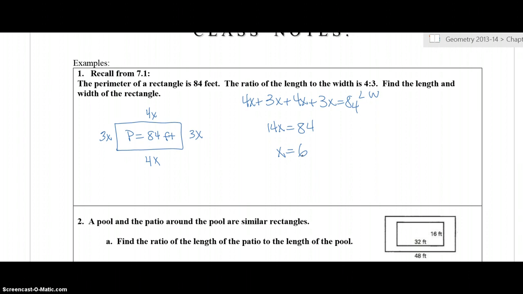But it says to go further and find the actual length and the width. So if x is 6, then the length is 4 times 6, so 24 feet. And the width is 3x, so 3 times 6, so the width is 18 feet.